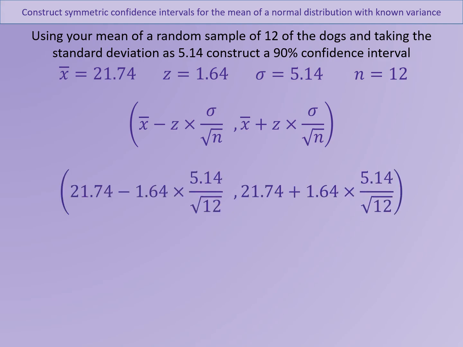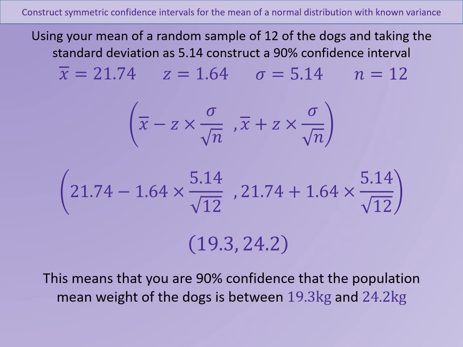Substituting these values in gives us a lower limit of 19.3 and an upper limit of 24.2. This means that we can say with 90% confidence that the population mean weight of all of the dogs in the population is between 19.3 and 24.2.